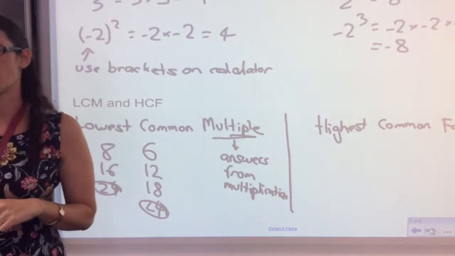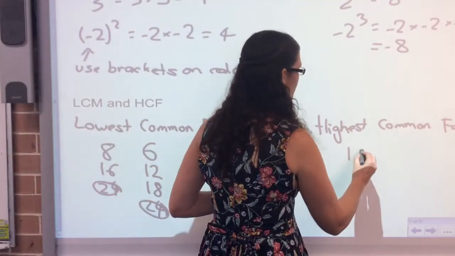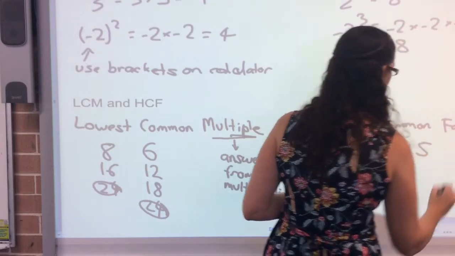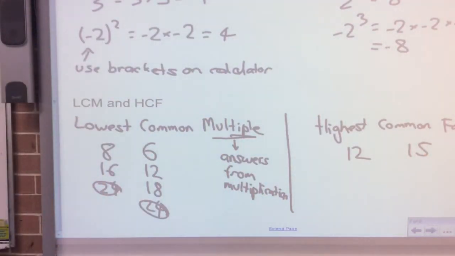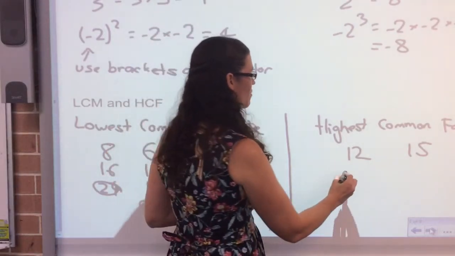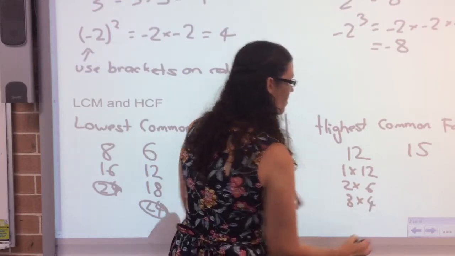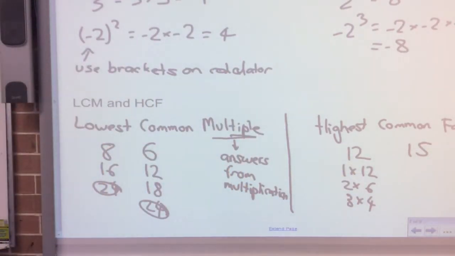Highest common factor. What are factors? Numbers that times together make the number that you're looking at. Yeah, so it's kind of like the questions from our times tables, isn't it? It's what operation you do to get those answers. So the highest common factor of, for example, 12 and 15. So instead of looking at what are the answers from your times tables, you want to look at what were the questions. So I need to know all the questions that gave me an answer of 12. So that would be 1 times 12, 2 times 6, 3 times 4.